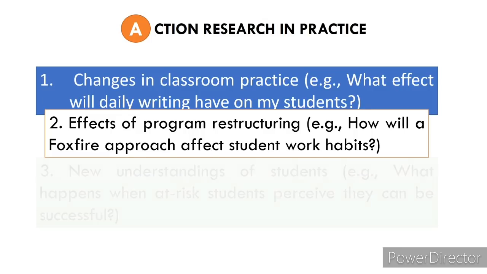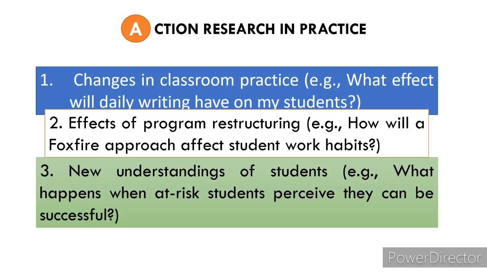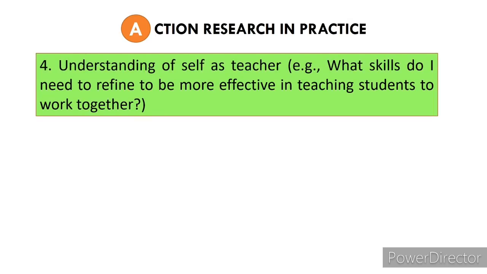Number 3, we can conduct action research for new understandings of students. We can use action research to help our learners think differently, like this example: what happens when at-risk students perceive they can be successful? Number 4, we conduct action research also to gain understanding of self as a teacher. What skills do I need to refine to be more effective in teaching students to work together?